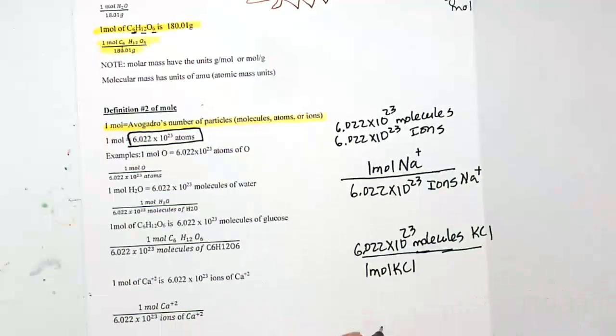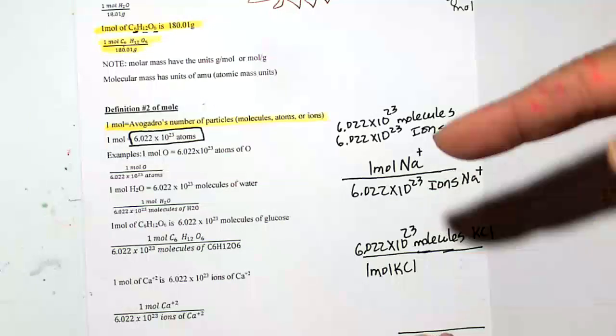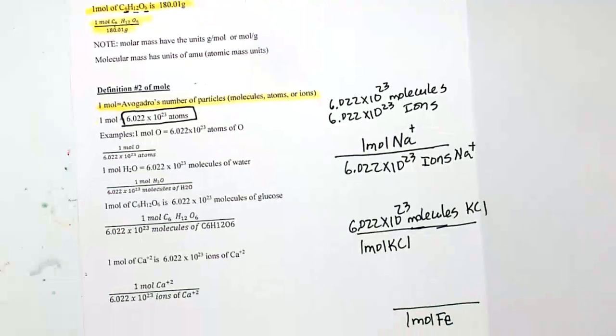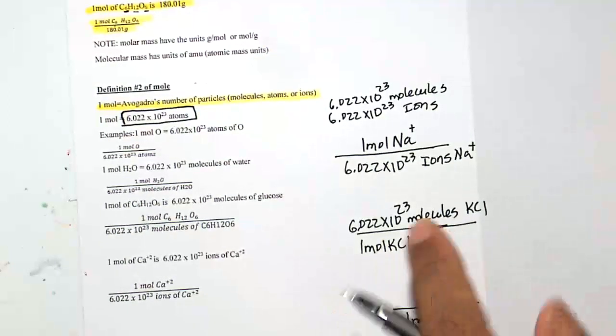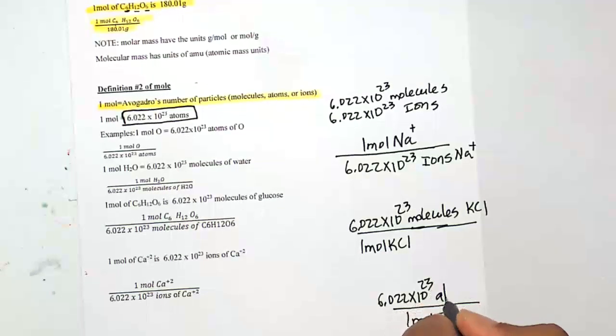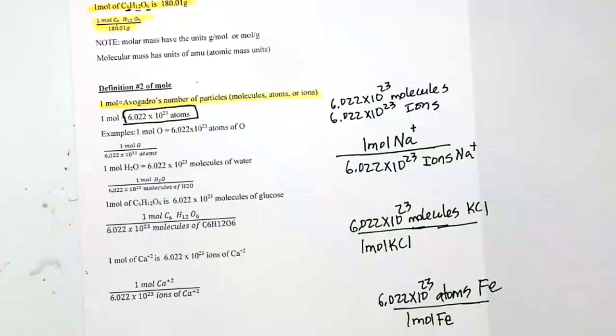Okay. It doesn't matter if I put it in the numerator or denominator. But 1 mole, let's look at Fe. This is iron. Okay, how many iron atoms are in 1 mole of iron? 6.022 times 10 to the 23 atoms of iron are in 1 mole of Fe.